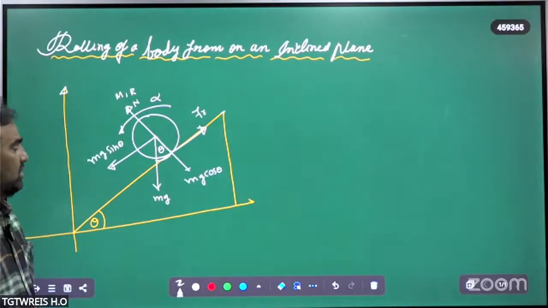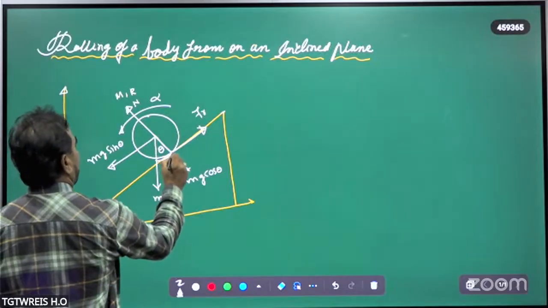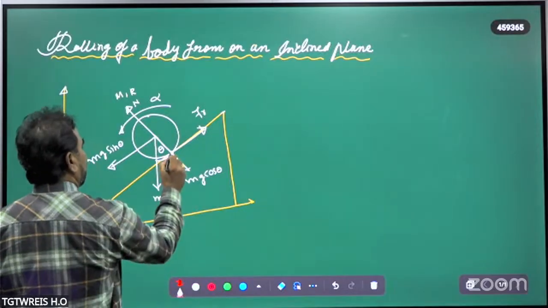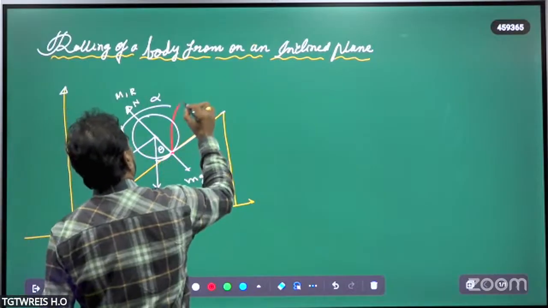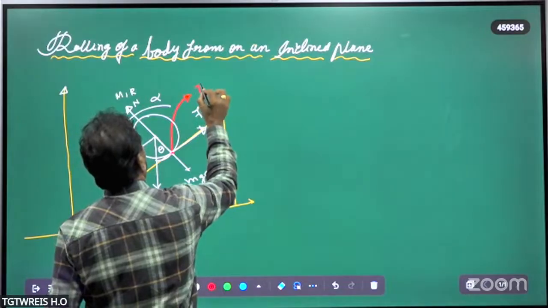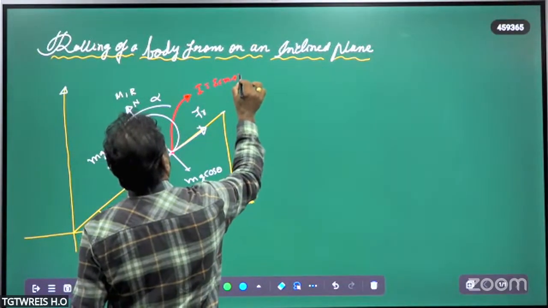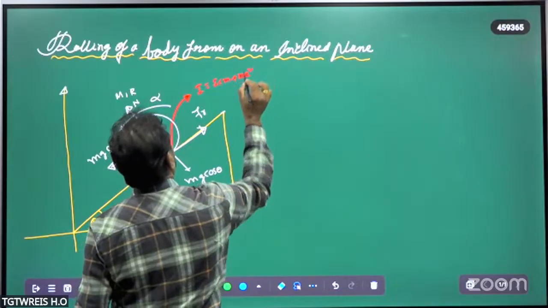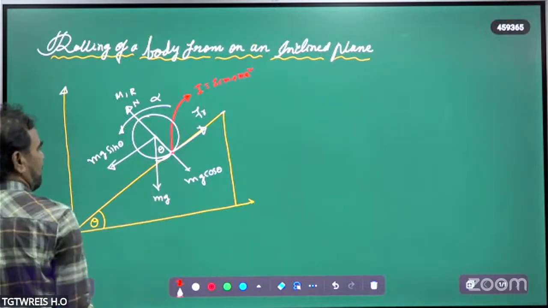So what is the moment of inertia about this point of contact? The moment of inertia about this point of contact is given by I is equal to ICM plus mr square, as you already know. I is equal to ICM plus mr square about this point of contact.